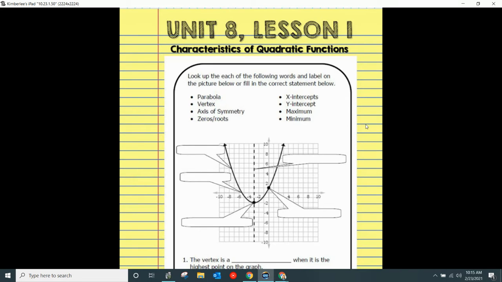So if you're given a graph like this, and it says to look up these words, I'm actually going to help you fill in the graph here because I want to make sure the picture that you have is filled in correctly. So if you want, you could draw a rough sketch of this graph if you're doing this on paper, and draw this U-shape.